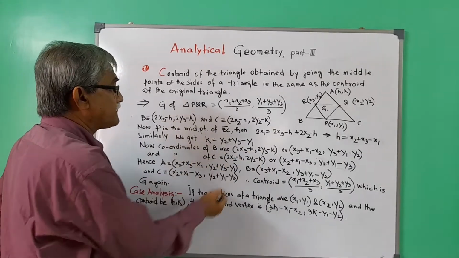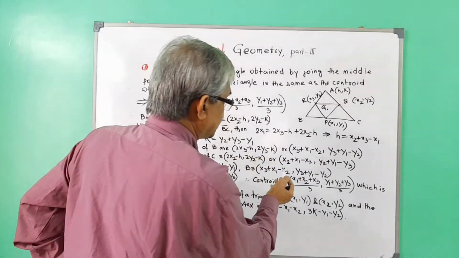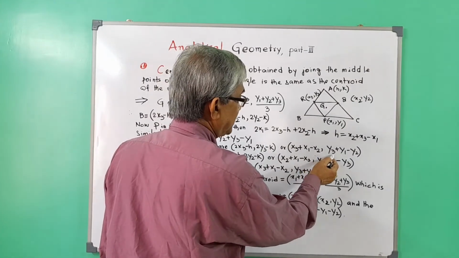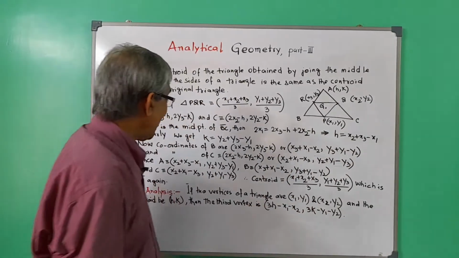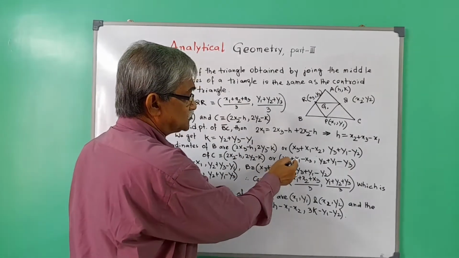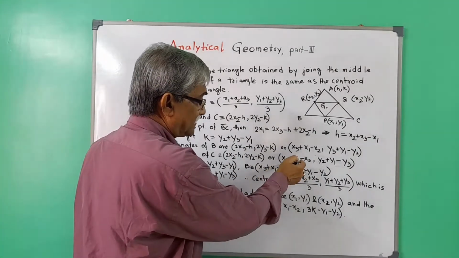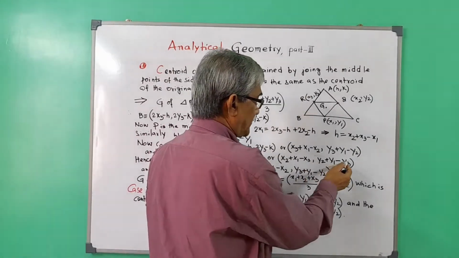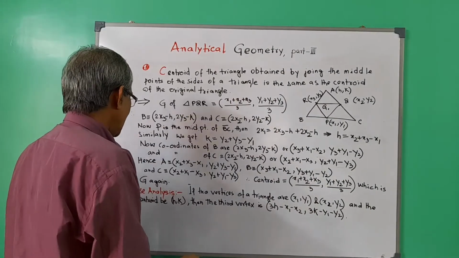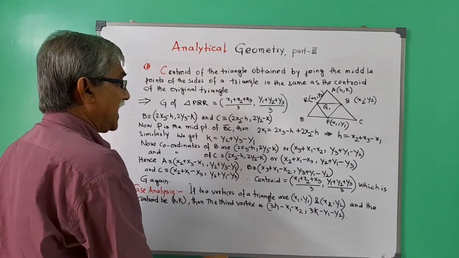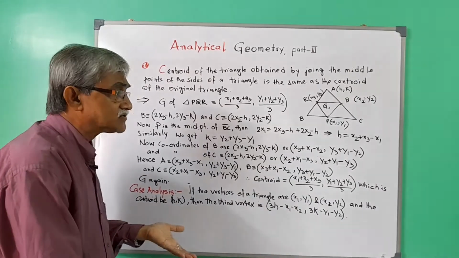Now the coordinates of B, that you have already taken, come down to (x3 + x1 - x2, y3 + y1 - y2), and likewise the coordinates of C will be (x2 + x3 - x1, y2 + y1 - y3). Hence you have got all the points A, B and C.